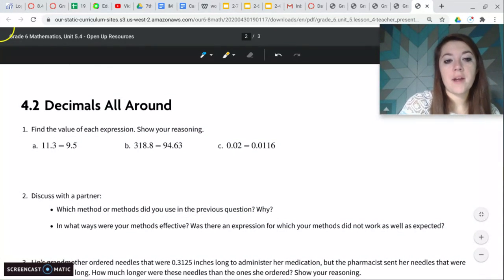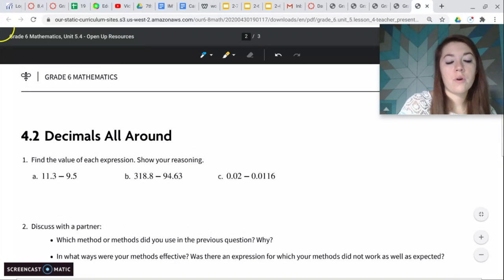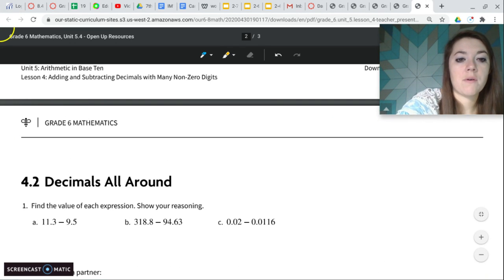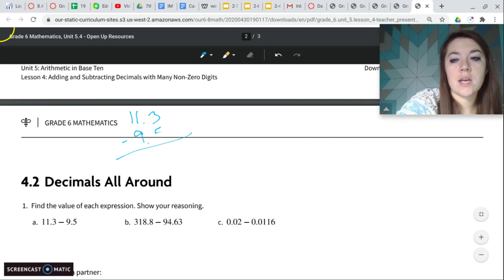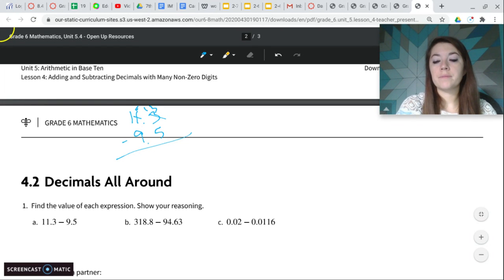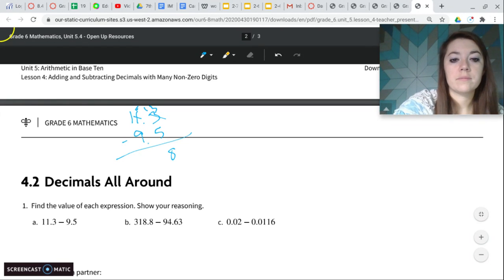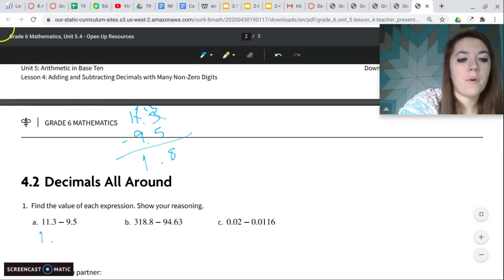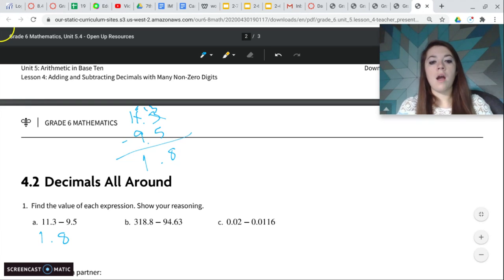All right, decimals all around. Find the value of each expression. Show your reasoning. So we have 11.3 minus 9.5. Make sure those decimals are lined up. 3 minus 5, can we do it? Nope, we need to borrow. So this becomes 13. 13 minus 5 is 8. Put our decimal down. And then 10 minus 9 is 1. So we end up with 1.8 for this.